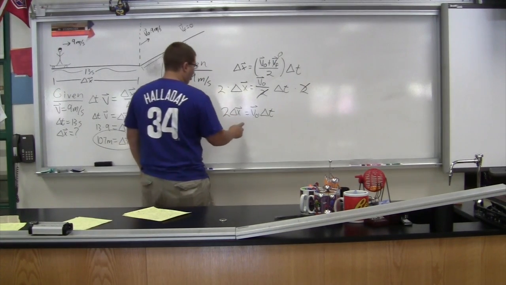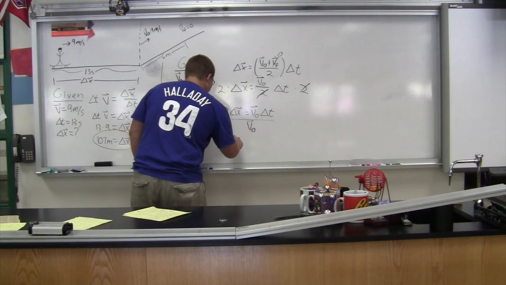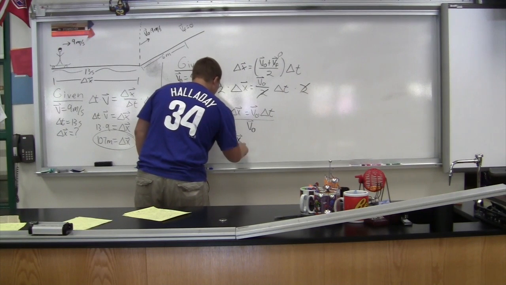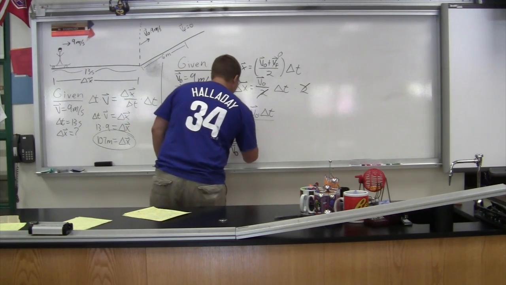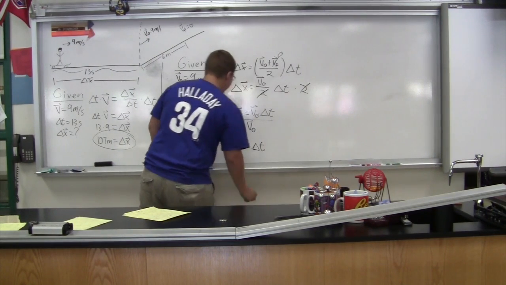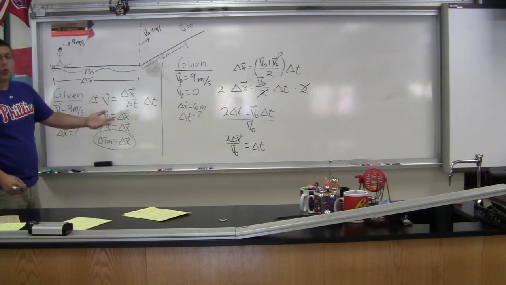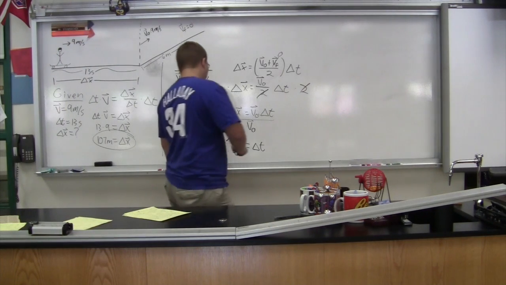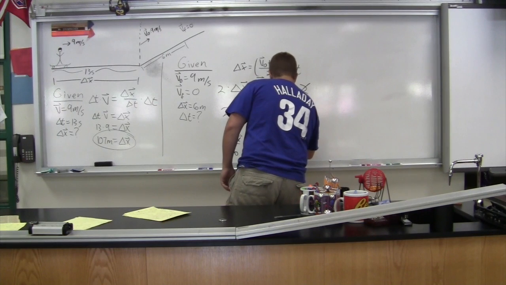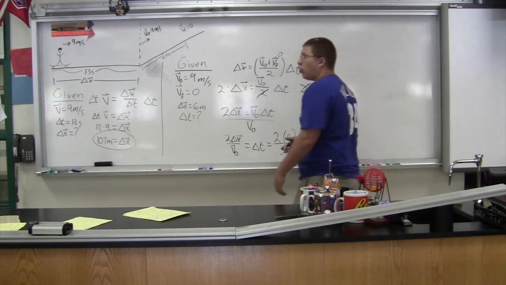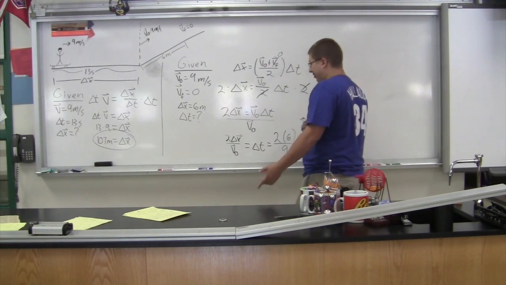And then we're going to move the VO over by dividing everything by VO. So we get 2 times delta X over VO equals delta T. That's our equation solved for delta T. Now we can plug in our numbers. 2 times 6 over 9. That's 12 over 9, which is 1.333.